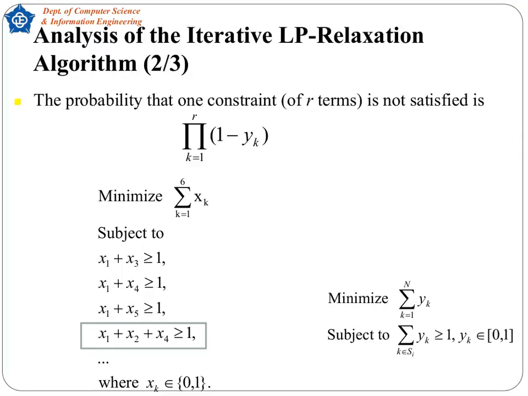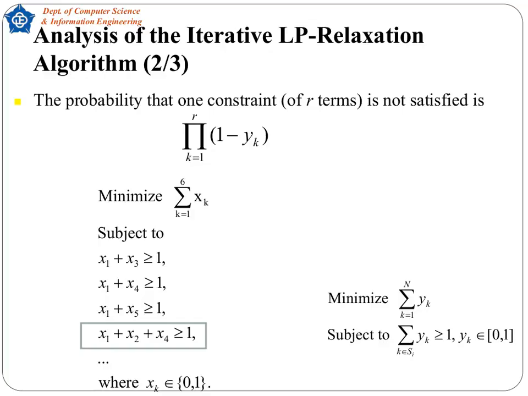Now, building on our integer program model, we dive into the heart of the randomized rounding analysis. When we randomly round each fractional variable y, the probability that a specific constraint with r terms fails is simply the product over k equals 1 to r of 1 minus y. To make this concrete, on the left we have the original 0 to 1 integer program with 6 binary variables, x through x. Our goal remains to cover every constraint. Think x plus x is greater than or equal to 1, x plus x is greater than or equal to 1, x plus x is greater than or equal to 1, and especially the highlighted x plus x plus x is greater than or equal to 1, while minimizing the total number of chosen sets.